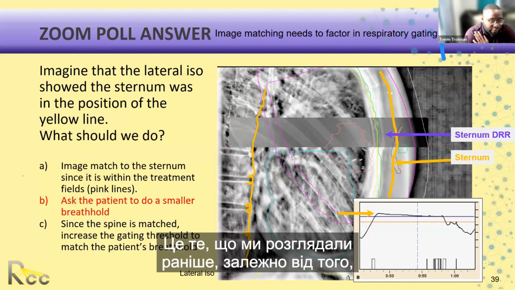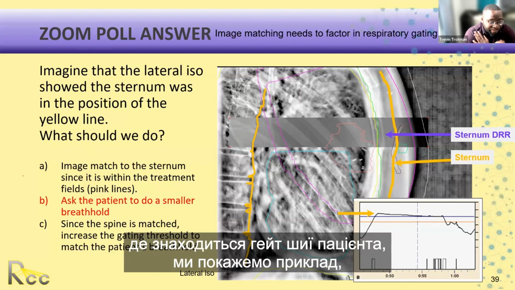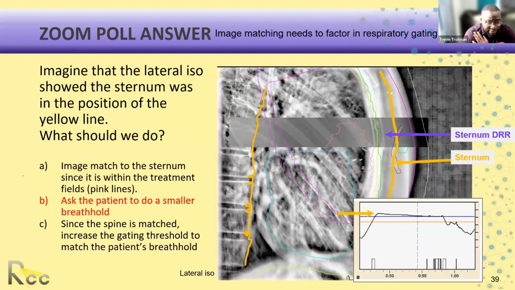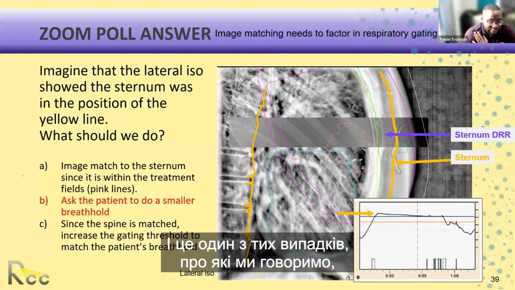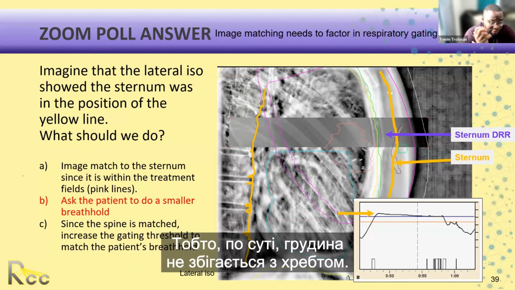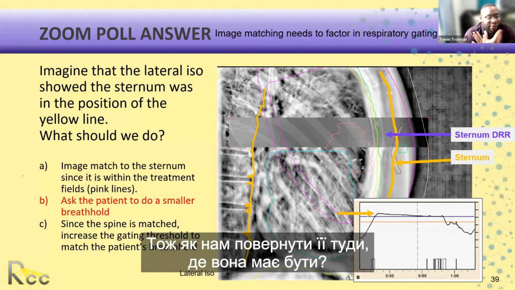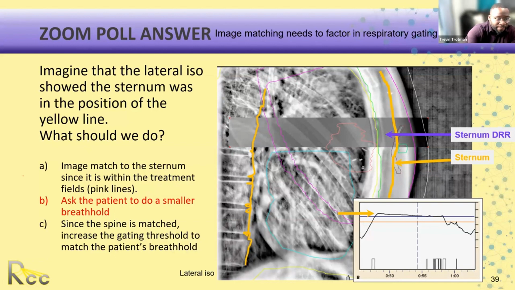So that's what we reviewed earlier. Depending on where the patient is in that gait, we would show and exemplify that. A smaller breath hold would do the trick here. This is one of those cases we're talking about. The sternum comes all the way out, so the sternum does not match the spine. How do we get that where it needs to be?